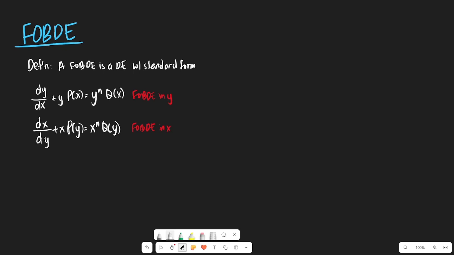Now, when it comes to the general solution for a FOBDE, there are two general solutions, similar to what we had on FOLDE. The general solution for a FOBDE in y, in our case, would start with a function of x. So we will start with phi of x.